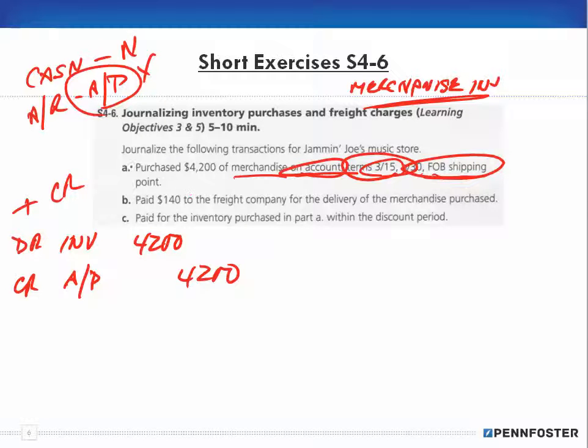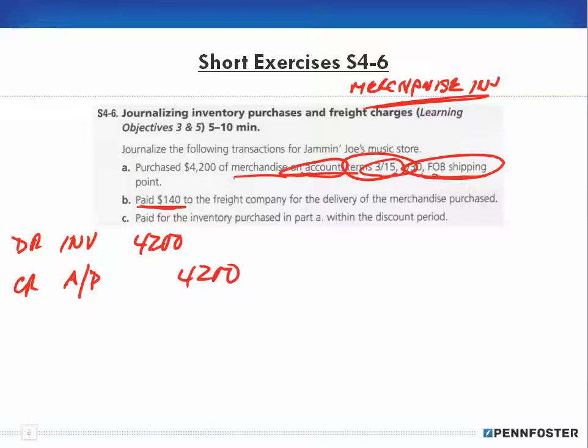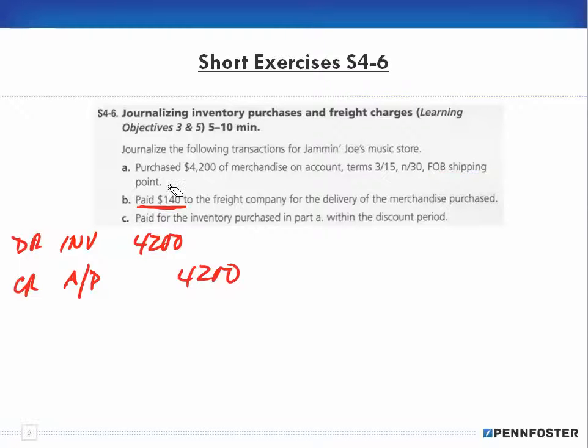But now it says paid $140 to the freight company for delivery of the merchandise purchased. So I'm asking myself, am I affecting cash? And the answer is yes, because I'm paying $140 in cash. Cash is an asset, and I increase my assets on the debit side. Well, if I'm paying cash, that means I'm decreasing my cash, so I would credit cash for the 140, and since debits have to equal credits, I have to debit something else.